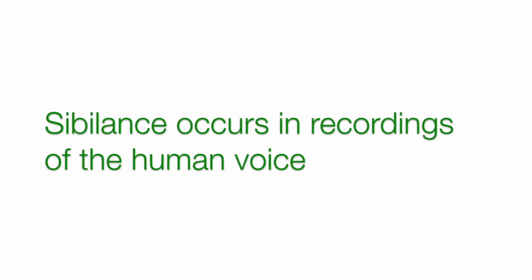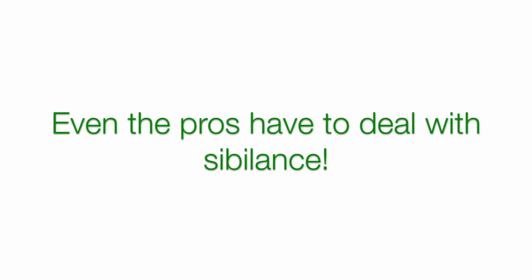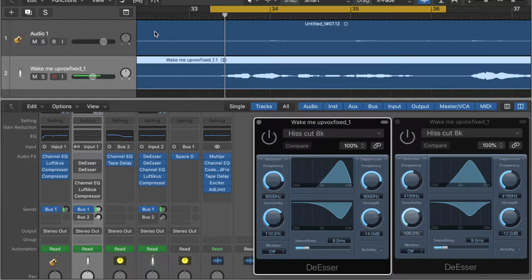So sibilance is something that occurs in pretty much any recording of the human voice. That could be singing, that could be speech, that could also be beatboxing. If you're adding something like that into your mix, it will almost definitely occur. And it occurs in professional mixes as well. So don't think just because you've got some sibilance in your recording that you're terrible at audio. Even the pro mixers out there have to deal with sibilance, and the good news for you is that I've got some techniques that are going to help you to reduce and avoid sibilance as much as possible.